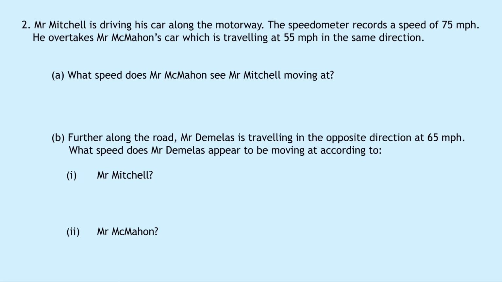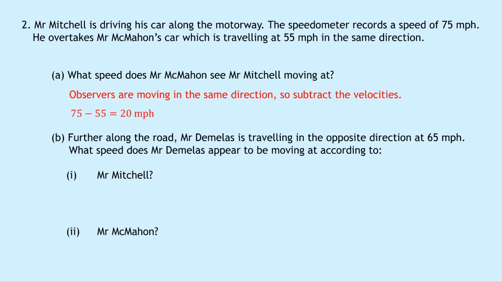Part A says, what speed does Mr. McMahon see Mr. Mitchell moving at? Well, in this case, the observers are moving in the same direction, so we can subtract the velocities. So we get 75 minus 55, which gives us 20 miles per hour.